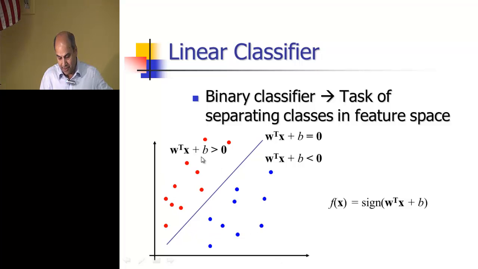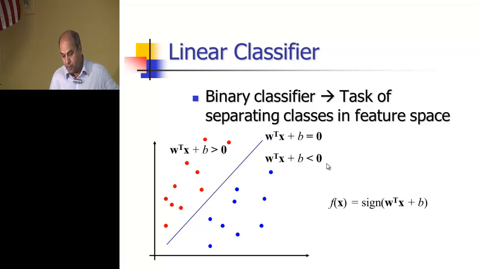On the line, W transpose x plus b is equal to 0. This is the equation of the line here. If we go to this side, this will be greater than 0 for all these examples. If we go to the other side, this will be less than 0 for all these examples. If you are on the line, it is 0. If you are on the left side of the line, it is positive. If you are on the right side of the line, it's negative. That's what we have. So classification becomes very trivial once we know the line.